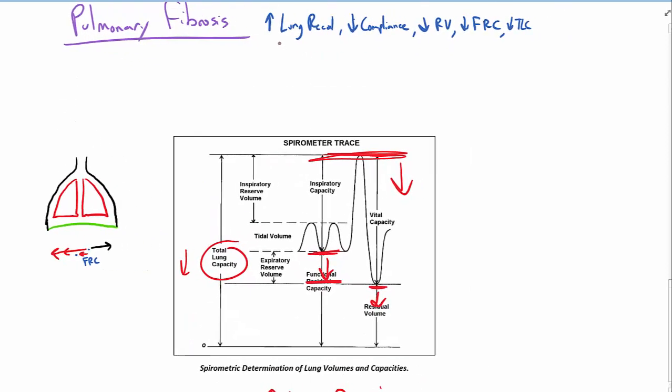So you've got an increased lung recoil, a decreased compliance. The lungs are no longer as stretchy because you have increased fibrosis. You have decreased residual volume, decreased functional residual capacity, and decreased total lung capacity. Once again, this is just an overview of these two different disease states. Respiratory physiologists come back to these two disease states because, as you can see, they are opposites in how they affect the physiology of the lung. I hope that this has been a helpful introduction to pulmonary fibrosis and emphysema.